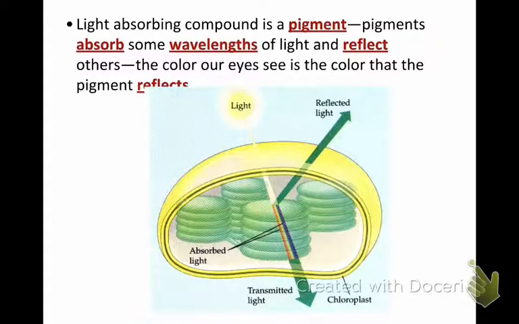So a light-absorbing compound is called a pigment, all right? Pigments absorb some wavelengths of light and reflect others. The color our eyes see is the color that the pigment reflects. So plants absorb all the different colors of light except for green. It reflects green, which is why we see green.